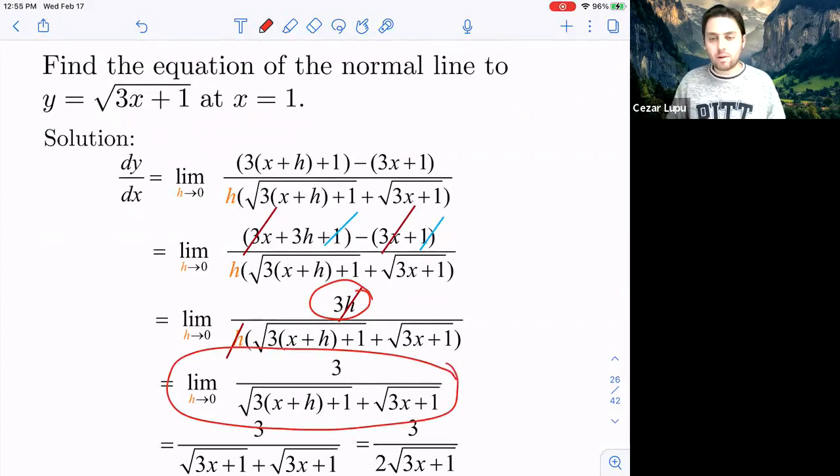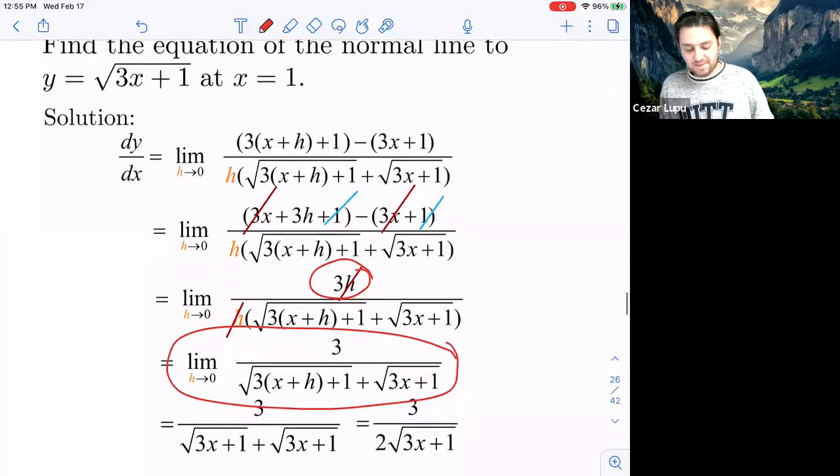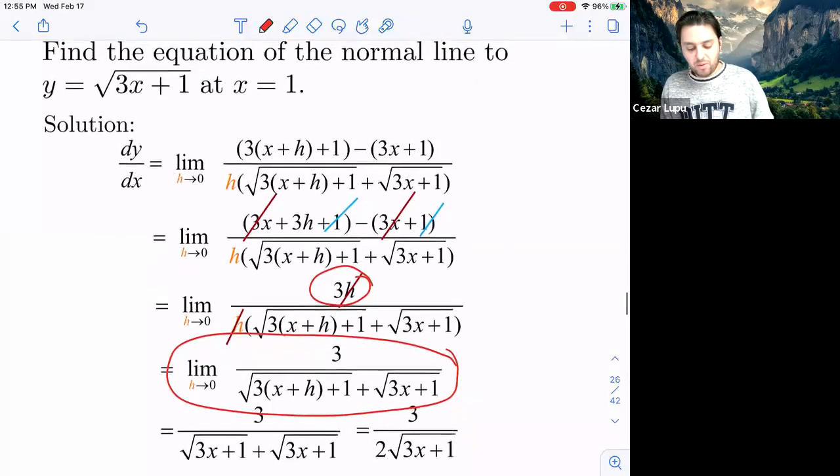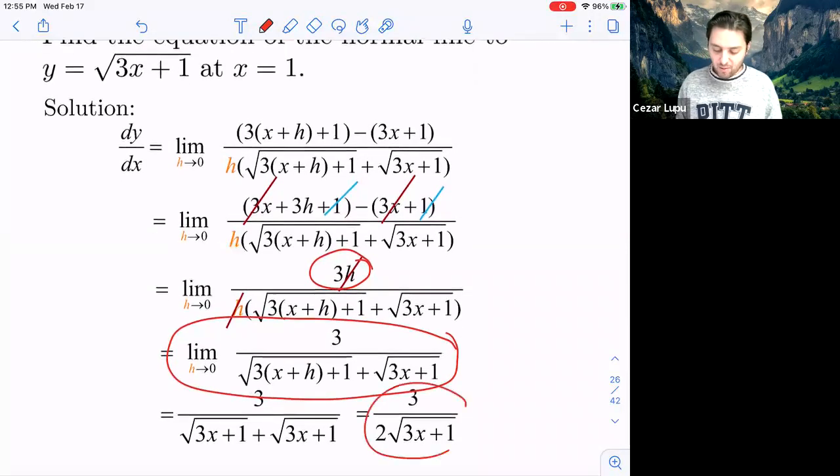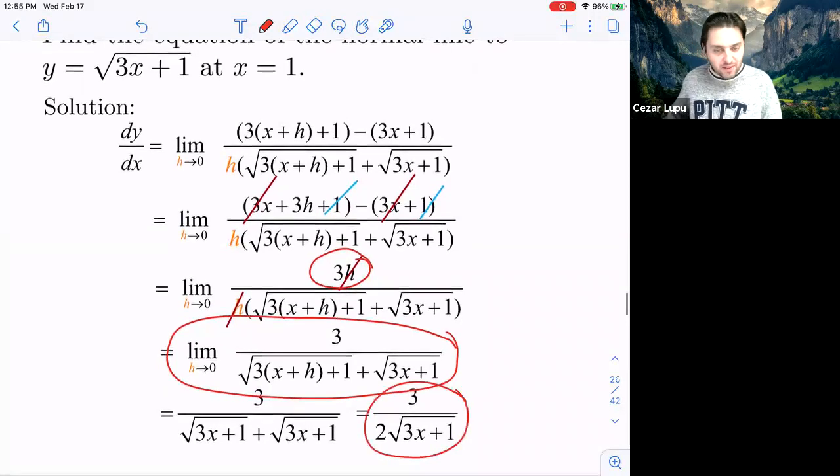And now, by the same approach, you're going to plug in h to be 0. And the result will give us 3 over 2 times the square root of 3x plus 1, right? Okay. So that's the derivative, and I think somebody already gave me the answer.